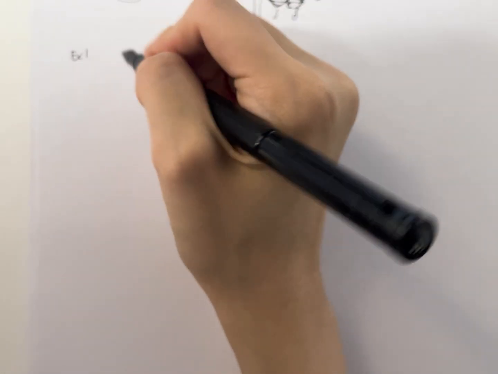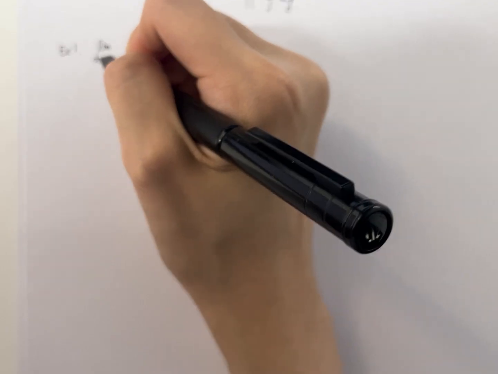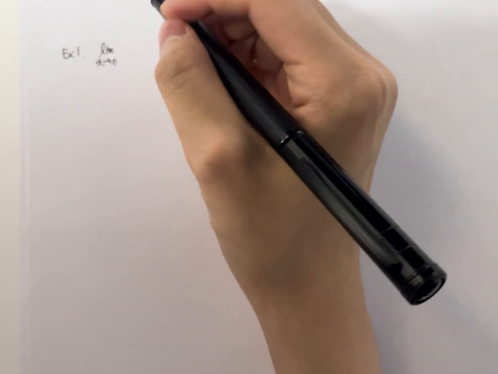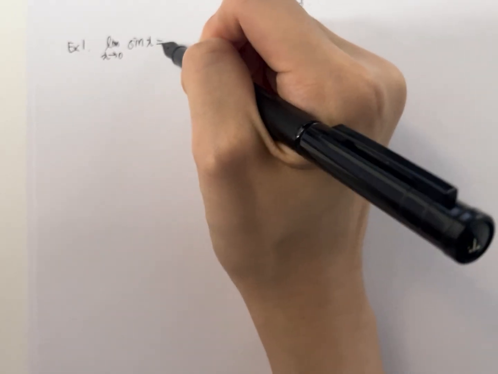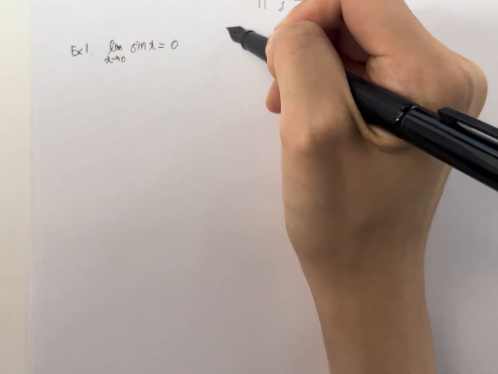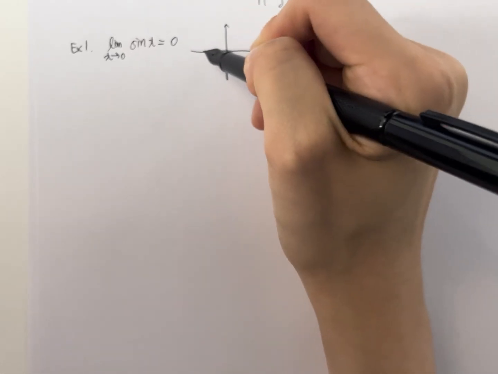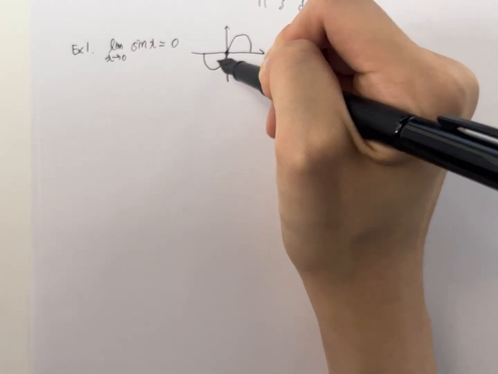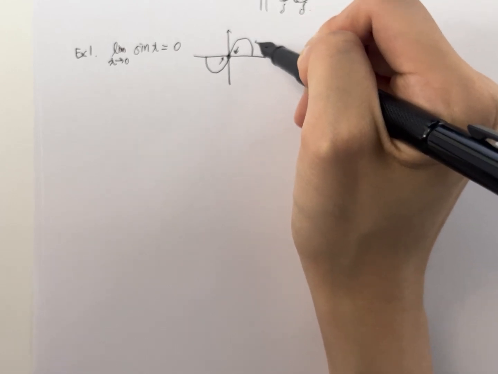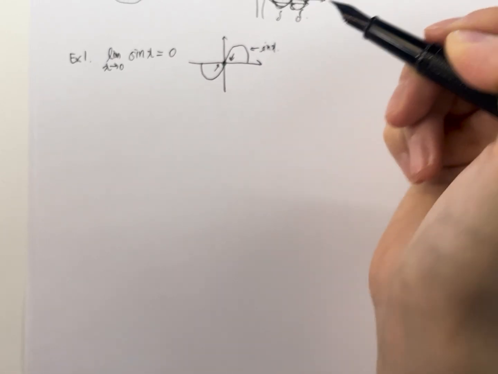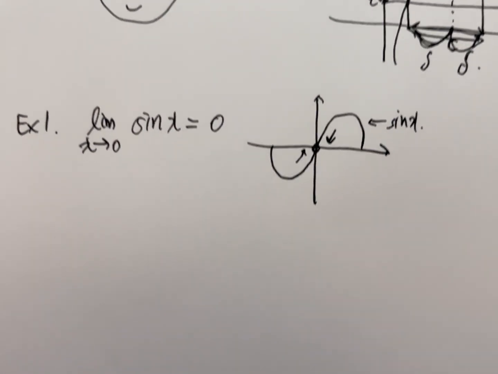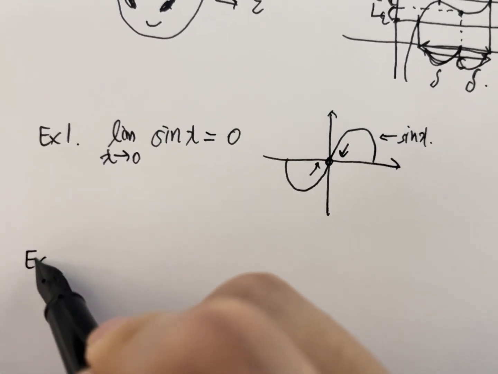Example 1. The limit of sin x as x goes to 0 is definitely 0. It's very easy, right? This one is sin x. This is very easy, very trivial.